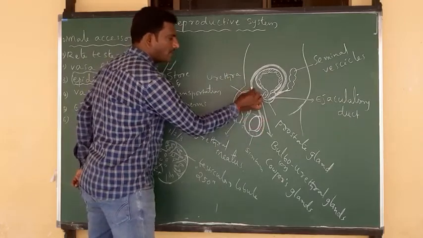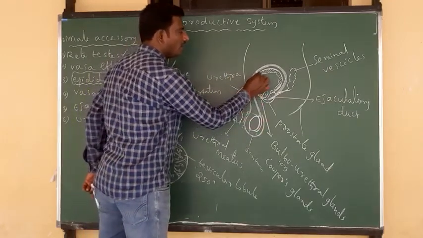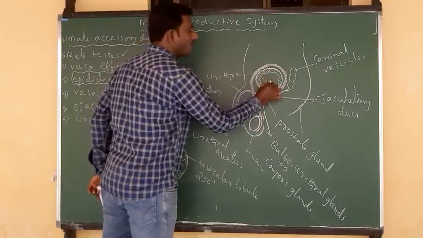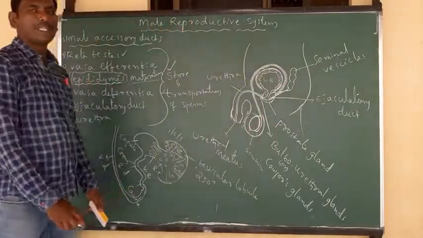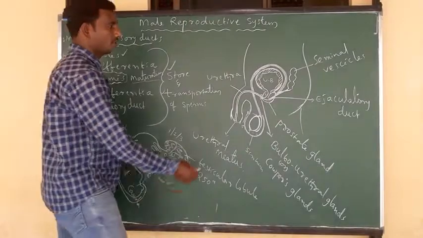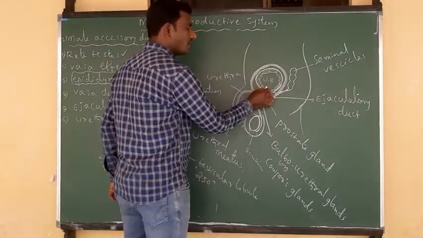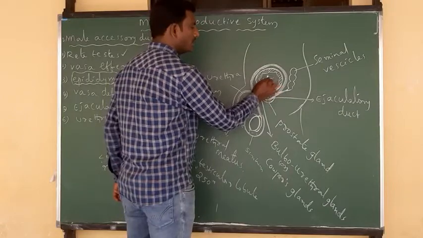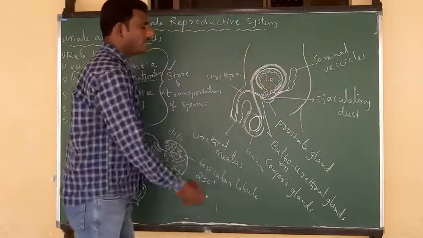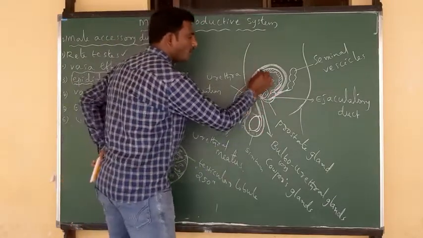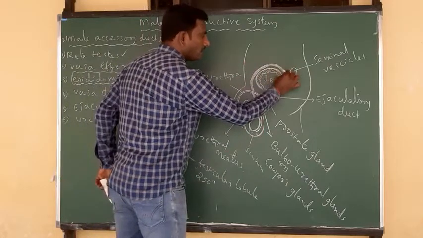While entering, this vas deferens loops over the urinary bladder. Now this urinary bladder comes under the excretory system. The main function of the urinary bladder is to store urine. Here the vas deferens is looping the urinary bladder.